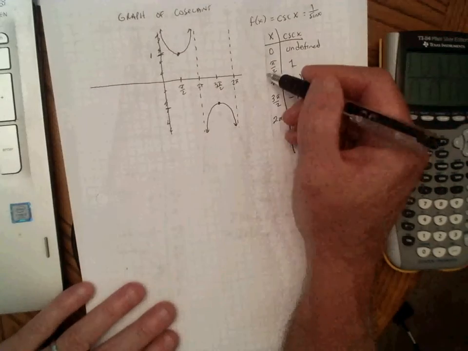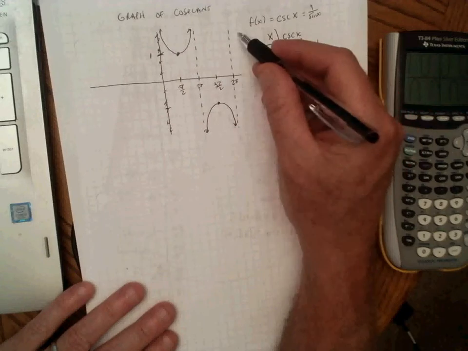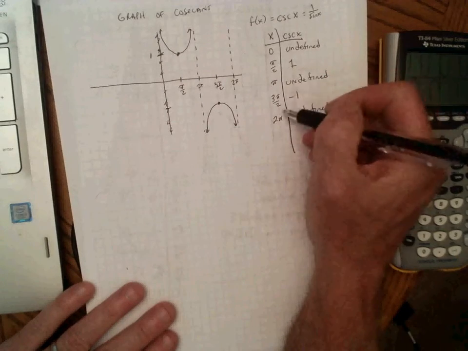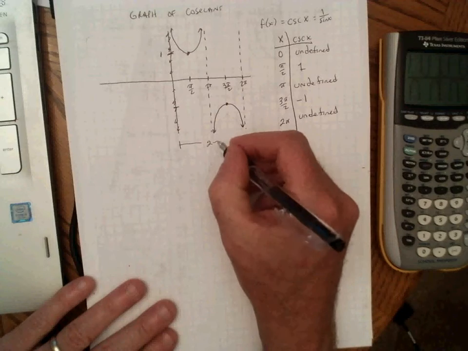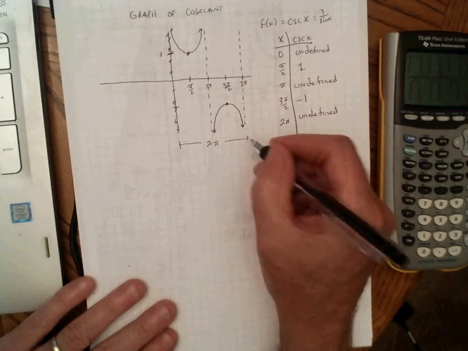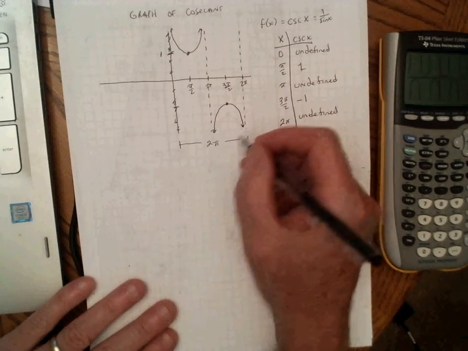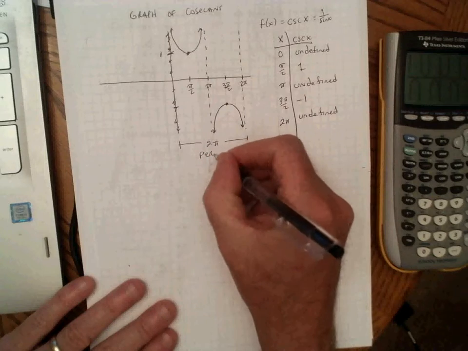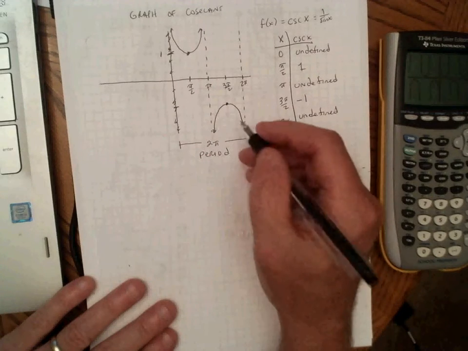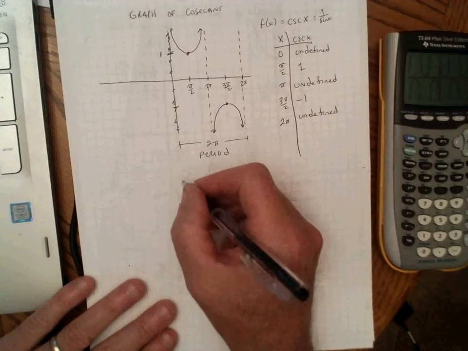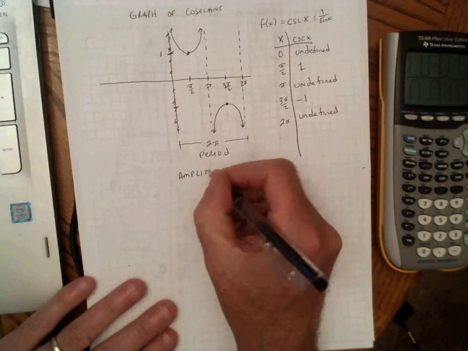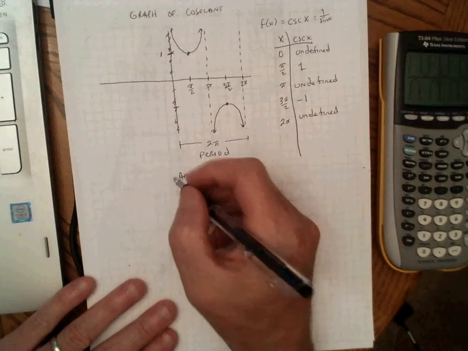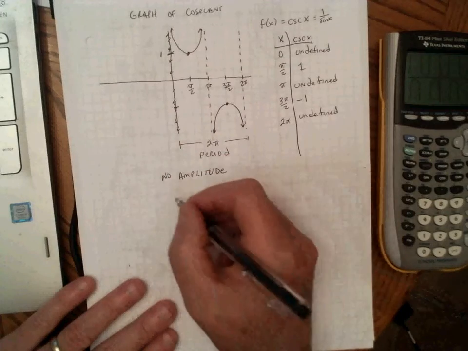If we extended this to 3 pi, we would see another cycle of this up here, and to 4 pi, another cycle down here. And so the period is 2 pi. It takes 2 pi on the x-axis to make one complete cycle of the curve. The amplitude again, no amplitude because it doesn't have a highest point above the midline.